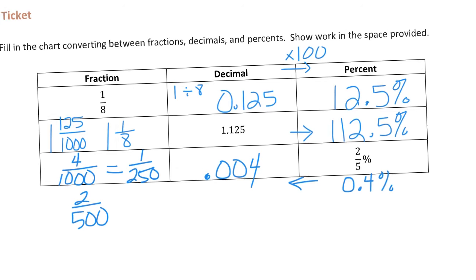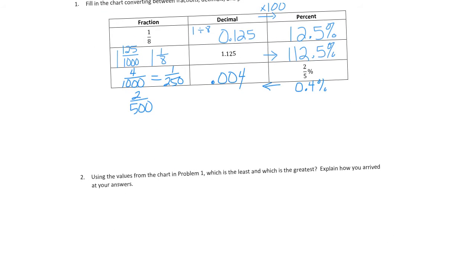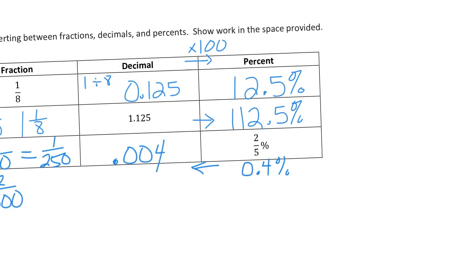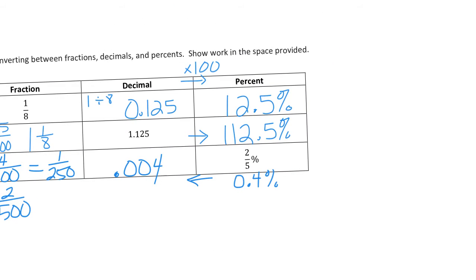Okay? On number 2, it says using the values in the chart in problem 1, which is the least and which is the greatest, and explain how you arrived at your answer. The easiest place to do that is to look at the percents, and this one is the greatest and this one is the least, and it's just by putting those numbers in order. 4/10 is smaller than 12 and 5/10, which is smaller than 112 and 5/10.